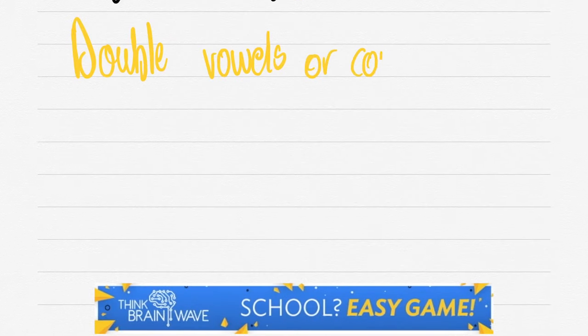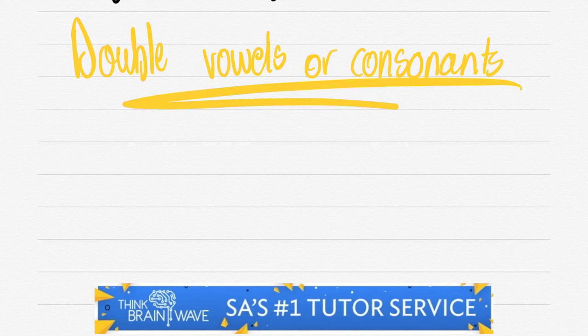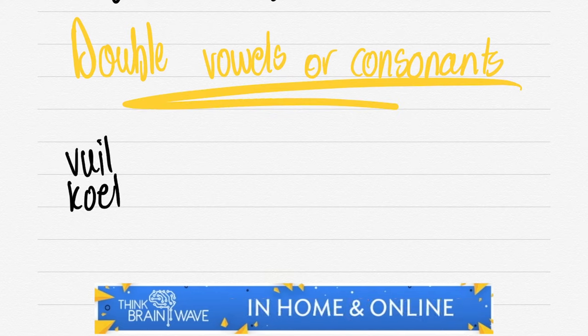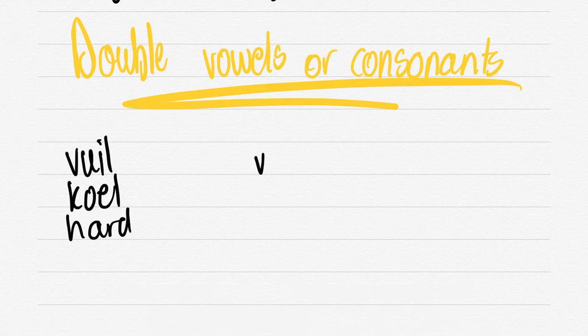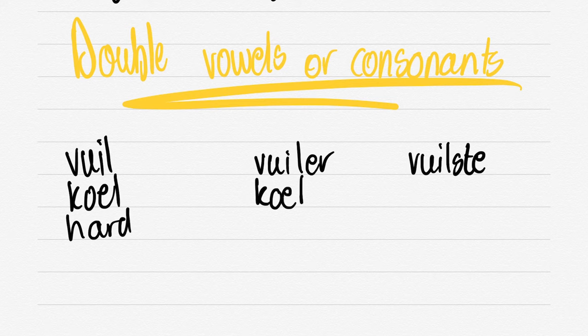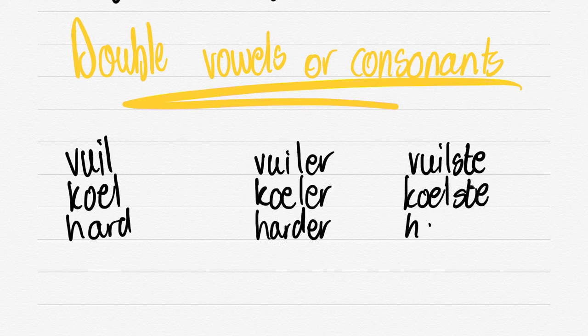Right, in this one we're going to be doing double consonants. We have vol, kool, hard. We just add ER and then we add STE. Vol, voller, volste, kool, kooler, koolste, hard, harder, hardste.